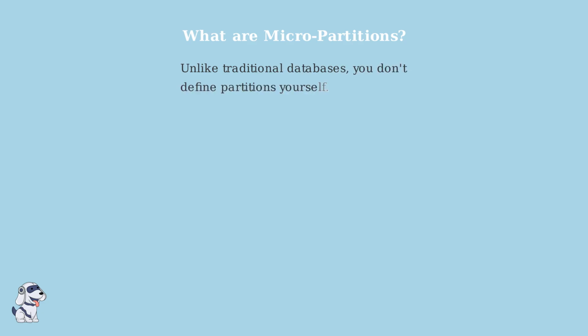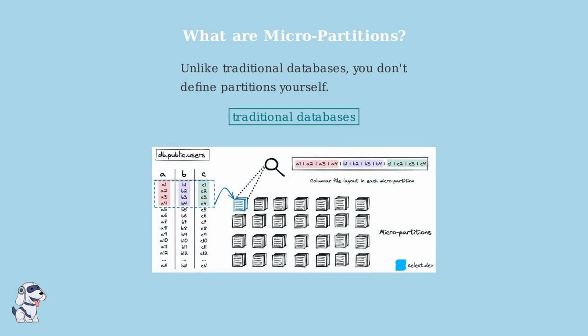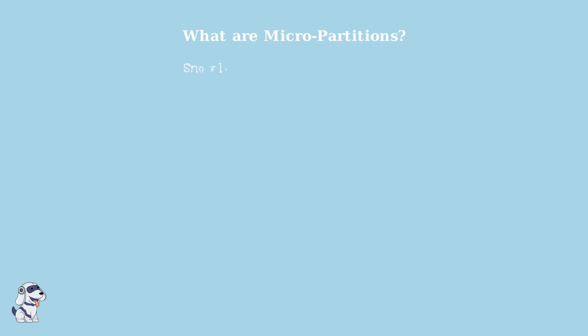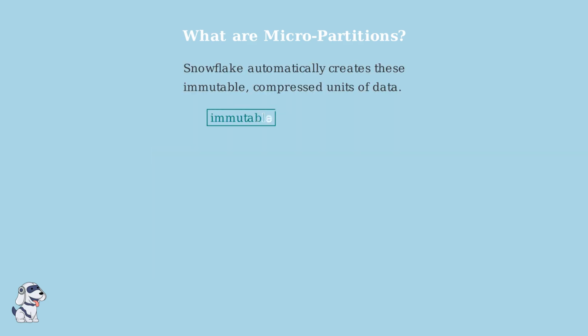Unlike traditional databases where you must manually define and manage partitions, Snowflake handles this automatically. This removes the complexity and potential errors that come with manual partitioning schemes. Snowflake automatically creates these micro-partitions as immutable and compressed units of data. Being immutable means the data within them cannot be changed once created, ensuring data integrity and consistency.